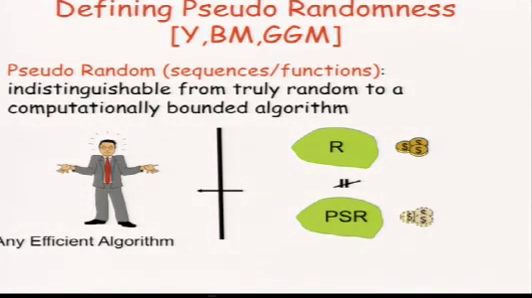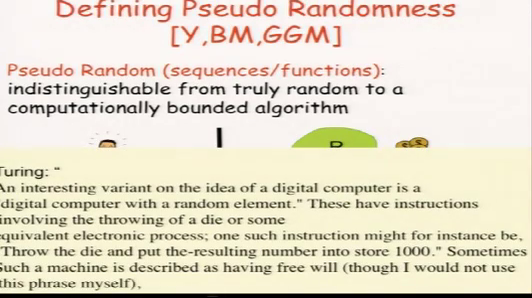And interestingly, while I was browsing this morning, it turns out that this problem of randomized computation was also of interest to Turing. In the same paper, where he talks about machines that can learn, he's defining what it means to be a machine and what it means to learn. When he talks about what it means to be a machine, he has this quote: "An interesting variant on the idea of a digital computer is a digital computer with a random element. These have instructions involving the throwing of a die or some equivalent electronic process. One such instruction might, for instance, be 'throw the die and put the resulting number into store 1000.' Sometimes such a machine is described as having free will, though I would not use this phrase myself." So interesting that there's a foresight there to this idea of randomized computation. Okay, I'm finished with my detour.